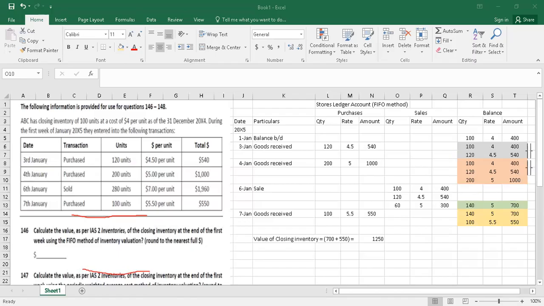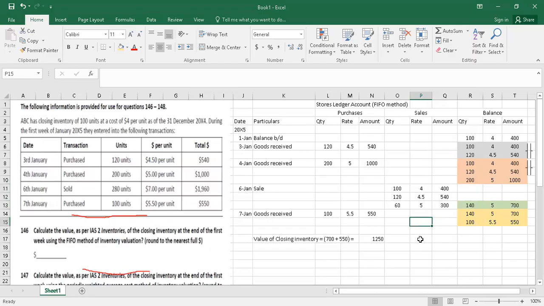The whole treatment is in terms of what price should be charged to those units that are leaving the stores department. That's the concept here, basically. When the units are leaving on account of sales or issued to the production departments, what price should be charged is the criteria. Now, if that has to be met, when there are three lots in this example, we have mentioned three different lots.